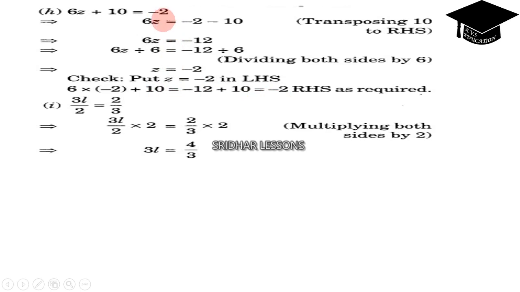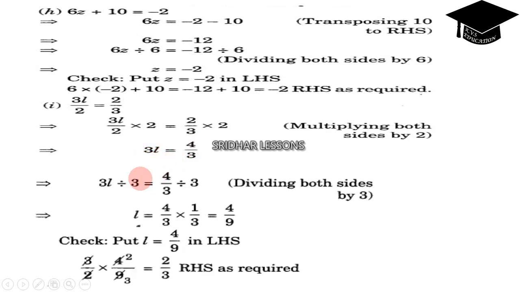Okay. We will see the next equation, that is I. 3L by 2 is equals to 2 by 3. Once again, here we have division. So we have to make further simplification by multiplying with 2. 3L by 2 into 2 is equals to 2 by 3 into 2. That means 3L is equals to 4 by 3. Here we have multiplication, so we have to divide both sides with 3. 3L divided by 3 is equals to 4 by 3 divided by 3.